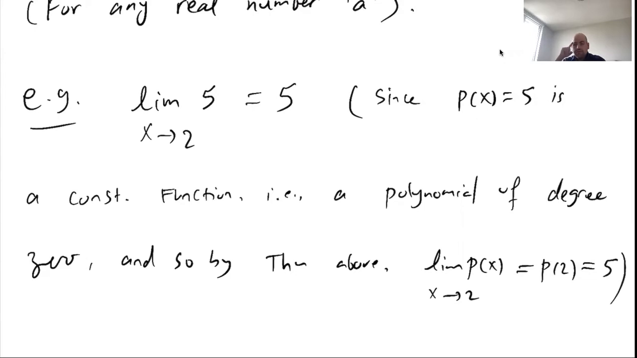Again, remember, when we have a constant function, the output does not depend on the input. So no matter what input you use, the output is always the same. So here the output is always 5, no matter what input I use. So P of 2 is also 5.